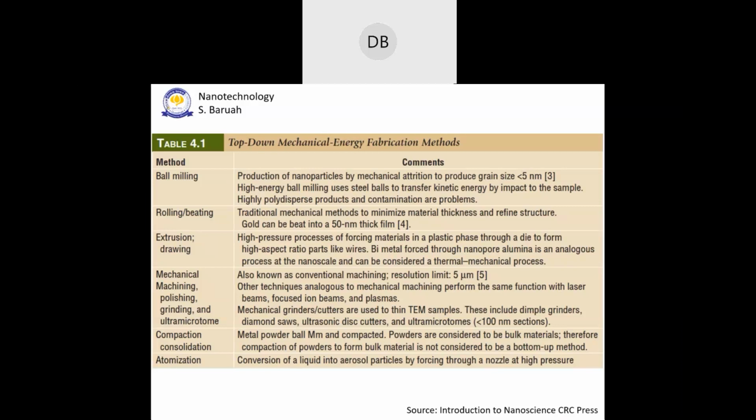It will be huge. It is not possible in a one semester course. But of course, you should get an idea of the different types of processes that can be adopted to make nanoparticles. Ball milling is one technique where we use some metallic balls, and the balls are made to roll over this material, and as it rolls, even the container rolls. The container rolls, and inside the container there are balls that roll.